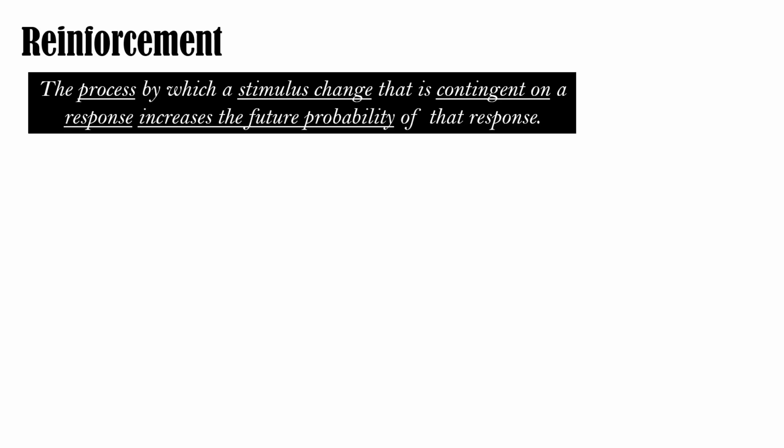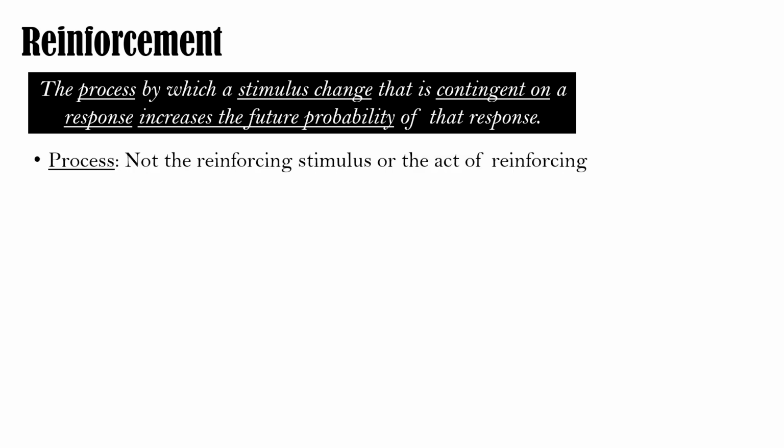So it states the process by which a stimulus change that is contingent on a response increases the future probability of that response. So I'm going to point out a couple of key aspects to this definition. The first thing is that reinforcement is a process. So it's not the reinforcing stimulus or the act of reinforcing, but it's the whole process. So it's the fact that a person engages in a behavior and then there's a stimulus change in the environment that's contingent on that behavior, and then the future probability of that behavior is going to increase. So when we talk about reinforcement, we're talking about that whole process.